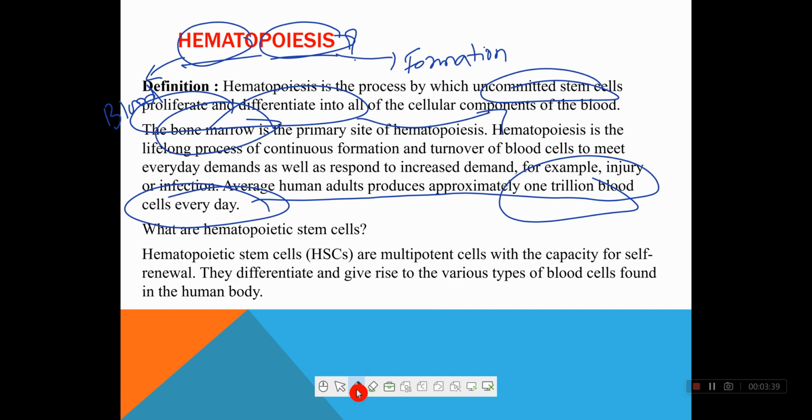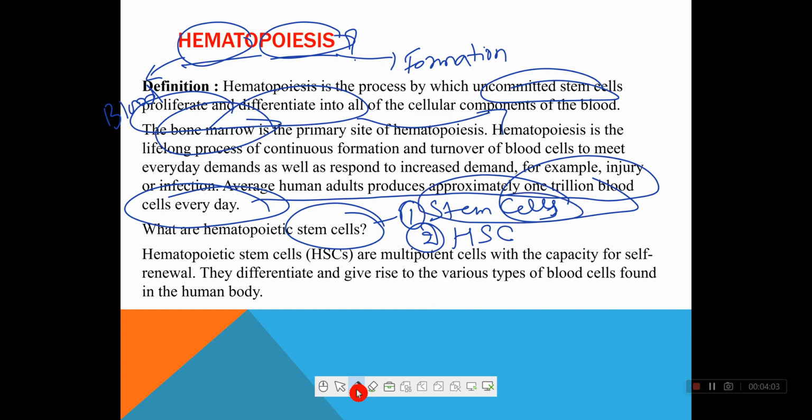Now, to study hematopoiesis, we need to understand a few words. What are these? The first one is the stem cell. What is a stem cell? And the second one is the hematopoietic stem cell. So, focusing on stem cells, what are stem cells?